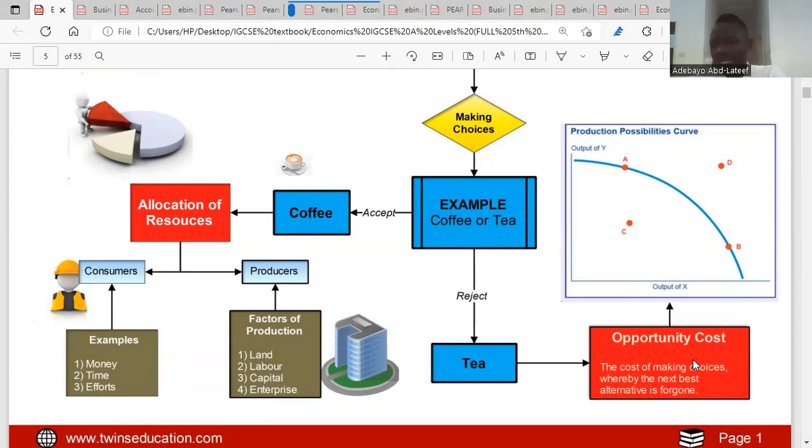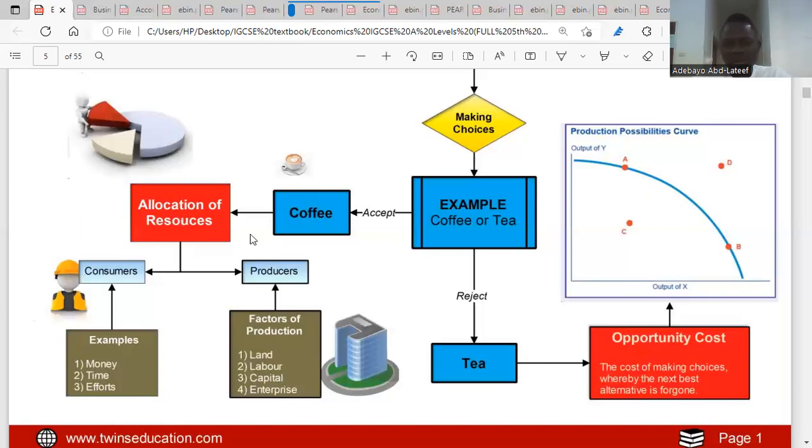So I'm going to cite an example. Maybe you have to choose between economics and chemistry in school. You have a choice between chemistry and economics, and you choose economics. So chemistry becomes your opportunity cost, and economics becomes your real cost. That is what we mean by opportunity cost. A choice has been made, a decision has been taken, and you have let go of what you think is not paramount in the present situation.